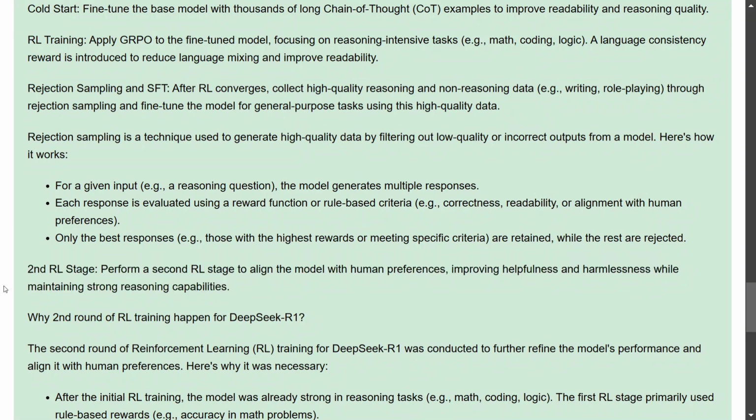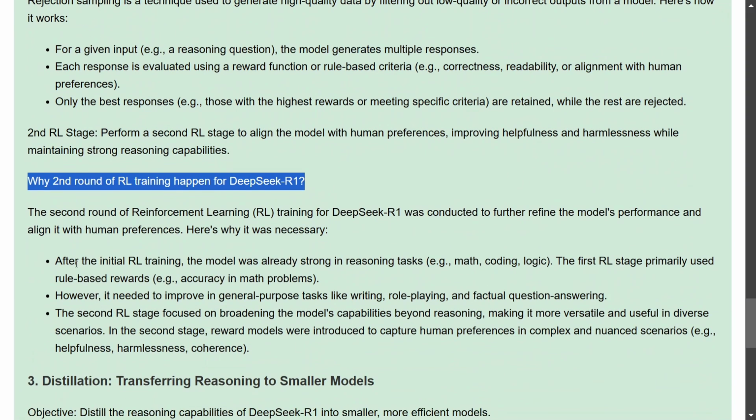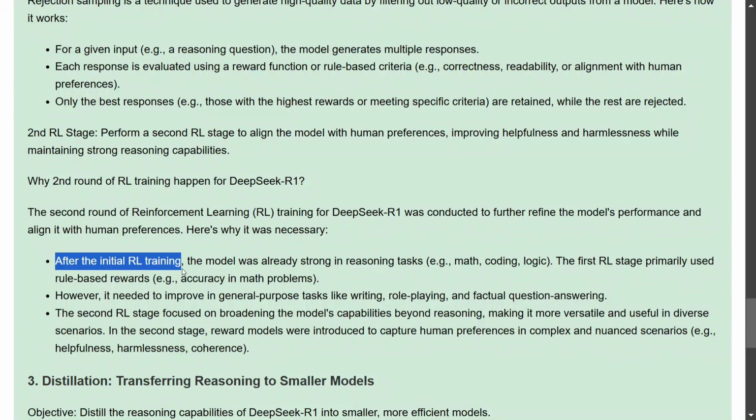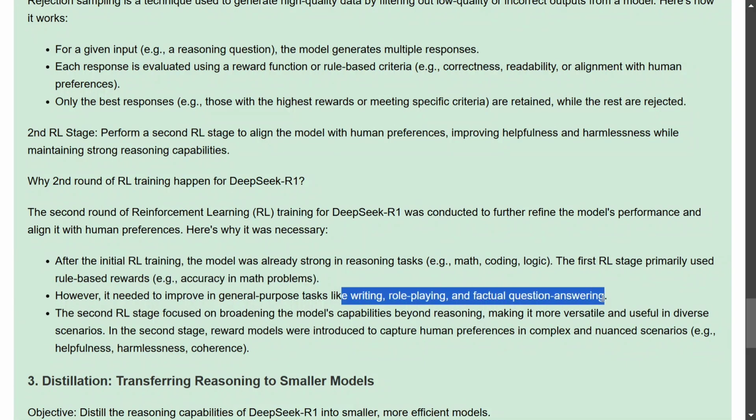Now the important question is, why did the second round of RL training happen for DeepSeek R1? This is a very important question. So I'll be explaining that: after the first round of reinforcement learning training, the model was strong in reasoning tasks, maths, coding, logic. The first RL stage primarily used rule-based rewards, accuracy in mathematical problems, right? But it doesn't include how good the answer is, how humane the answer is, how helpful the answer is. It needed to improve in general purpose tasks like writing, role playing, factual question answering.